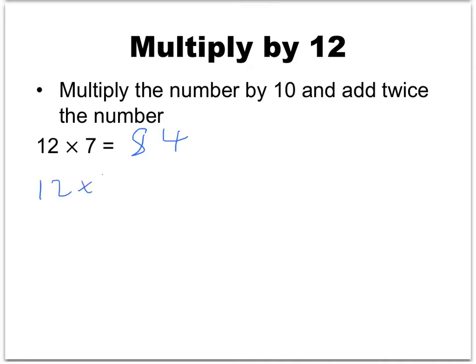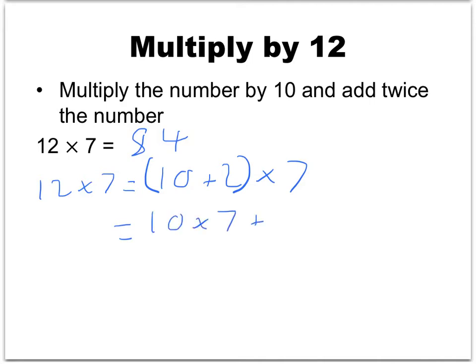Well, 12 times 7, I can write this as 10 plus 2 times 7. And so now what I can do is distribute the 7 using the distributive property. So we get 10 times 7 plus 2 times 7. And so here we've used the distributive property.